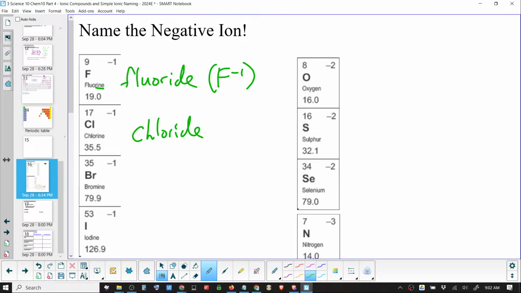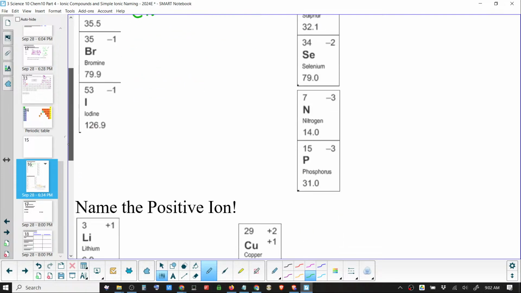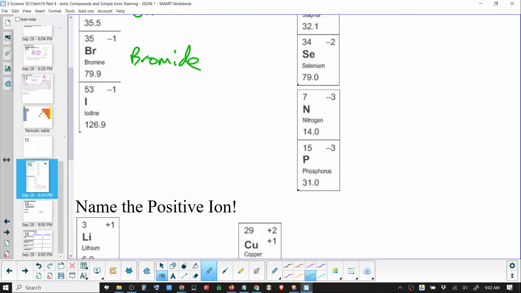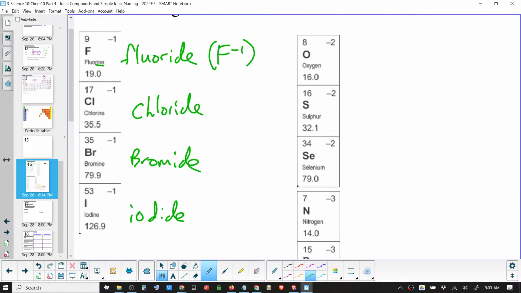Okay, so for the next one, what would bromine be called? Thank you, Noah Mitchell. Noah, what would iodine be called? Iodide. Going back up to here, Rose, what would oxygen be? Rose, your voice is completely changed. It is oxide. So not oxygenide; sometimes we drop syllables, that's one of them.